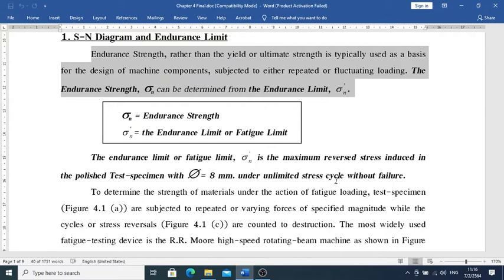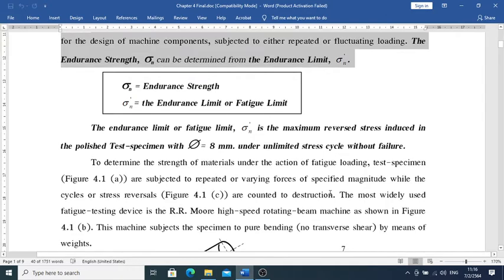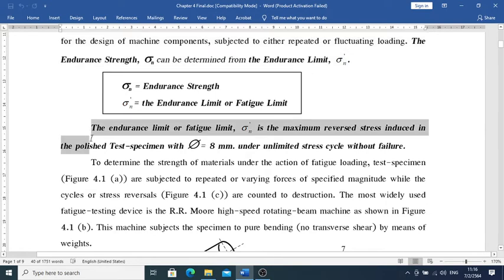The endurance strength, sigma n, can be determined from the endurance limit, sigma n prime. So first things first, we have to find sigma n prime, and then use it to determine the sigma n that we will use as the reference. Sigma n prime is the endurance limit, or the fatigue limit. I put the bold letters here; it is based on the experiment.